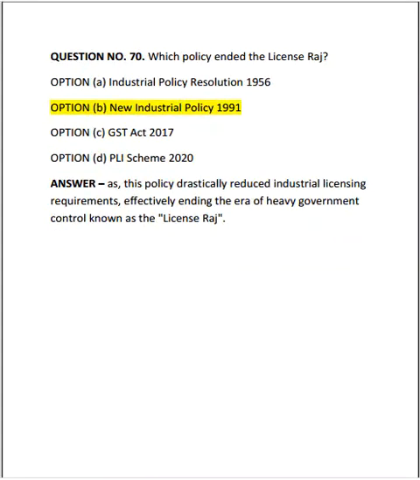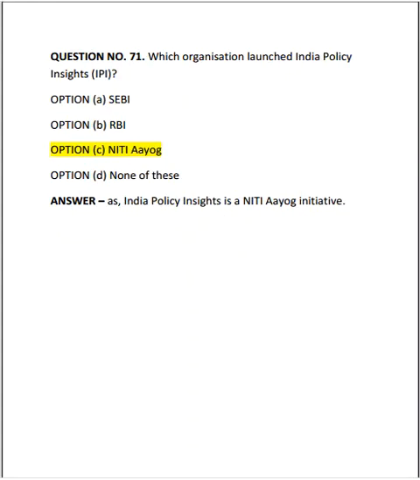Question No. 70. Which policy ended the License Raj? Option A. Industrial Policy Resolution 1956. Option B. New Industrial Policy 1991. Option C. GST Act 2017. Option D. PLI Scheme 2020. Answer: this policy drastically reduced industrial licensing requirements, effectively ending the era of heavy government control known as the License Raj.